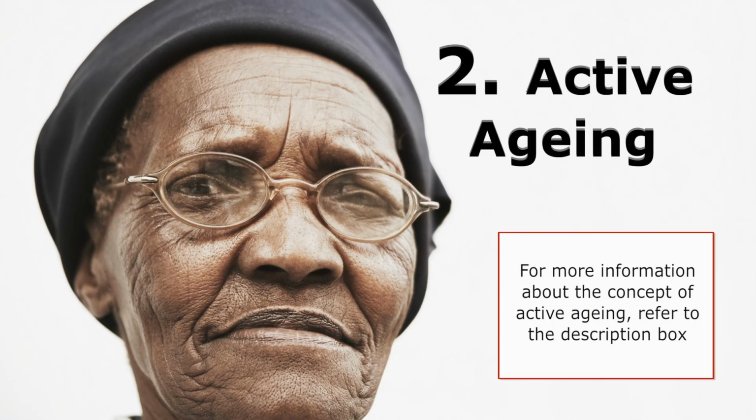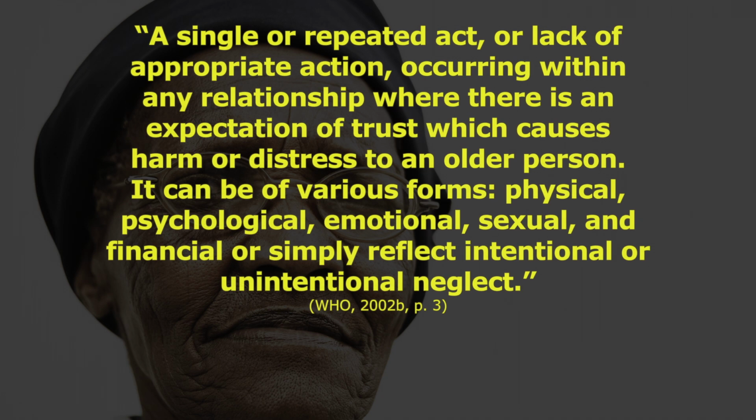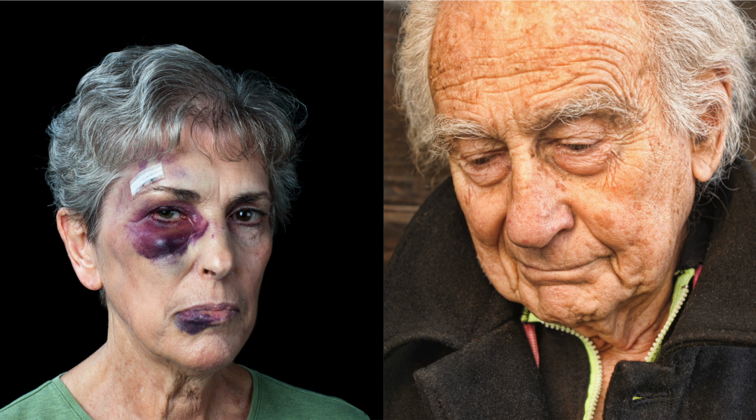The second is the Active Aging Framework. For more information about the concept of active aging, refer to the description box. Within this framework, elder abuse is defined as a single or repeated act or lack of appropriate action occurring within any relationship where there is an expectation of trust which causes harm or distress to an older person. It can be of various forms: physical, psychological, emotional, sexual, and financial, or simply reflect intentional or unintentional neglect. In this framework, gender neutrality of the victim is assumed. This is a notable limitation because compared to older men, older women are differently and disproportionately impacted by elder abuse.